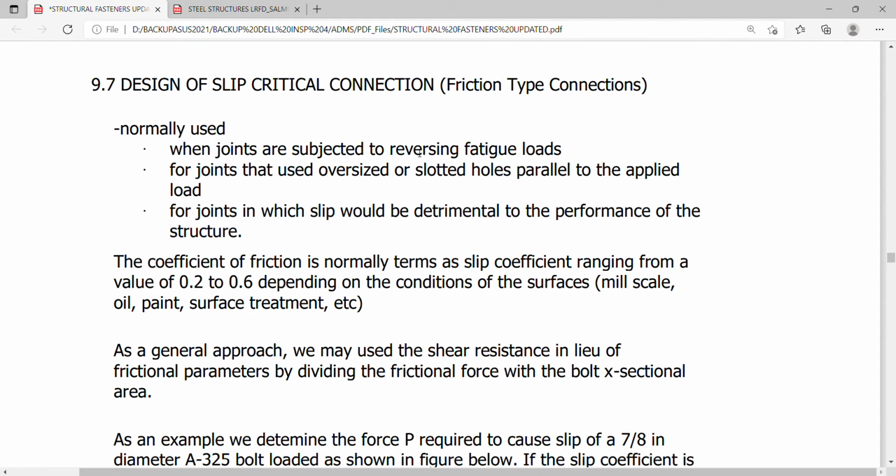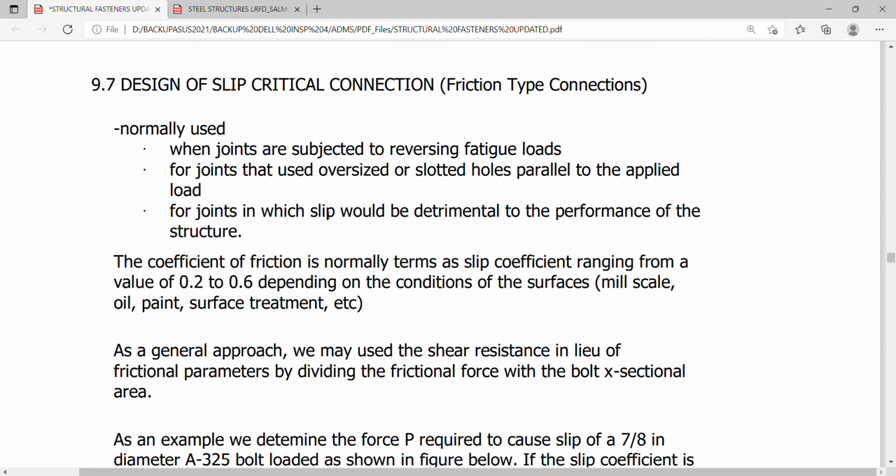So it's also normally used for joints that use oversized or slotted holes parallel to the applied load. So when you consider slotted holes in which your load is directly parallel to the oversizing or ovalization of your bolt holes, this can be considered.